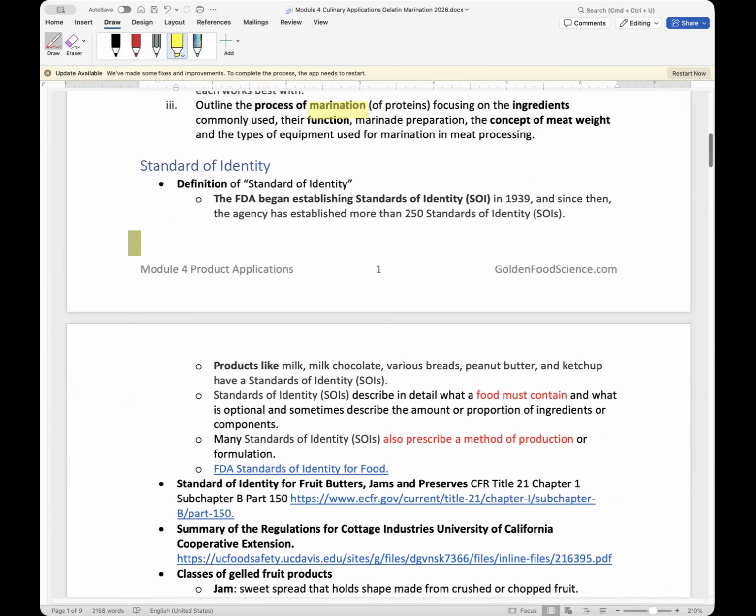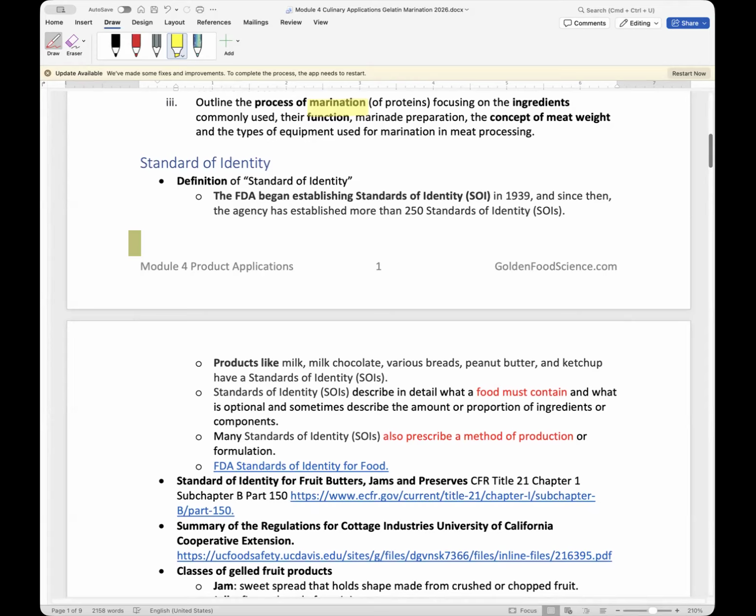First of all, I thought I would start with a standard of identity. I don't know how many of you have looked at that, but many of the food items that we prepare have a standard of identity. Things like jams, jellies, mustard, mayonnaise, just a lot of different things have a standard of identity. So if you're working on a product and you think that it might, it's good to check out the standard of identity.